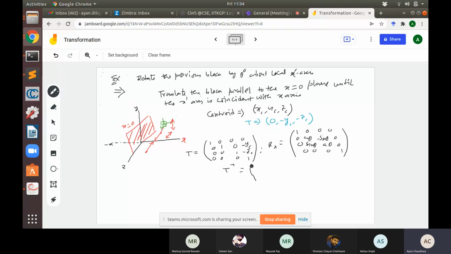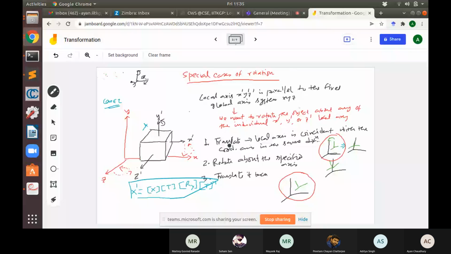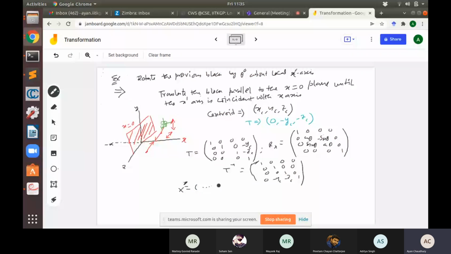I think it will be like 1 0 0 0, 0 1 0 0, 0 0 1 0, 0 minus yc minus zc 1. Then you plug it into the same formula here. You just multiply all these things, and eventually you will get x prime equal to whatever you have. That's the result. So we did the same thing here actually.